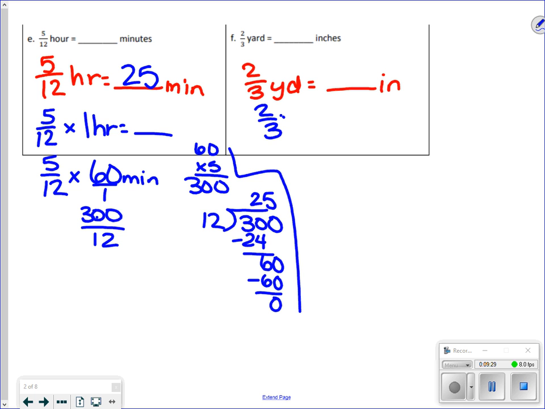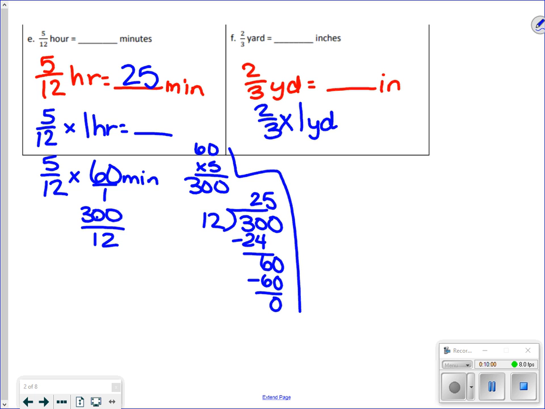2/3 of a yard is how many inches? 2/3 of a yard. Not a yard, 2/3 of a yard. 24. You don't have the full yard. You only have 2/3 of a yard. So can it be 36? No. You didn't hear the question apparently.